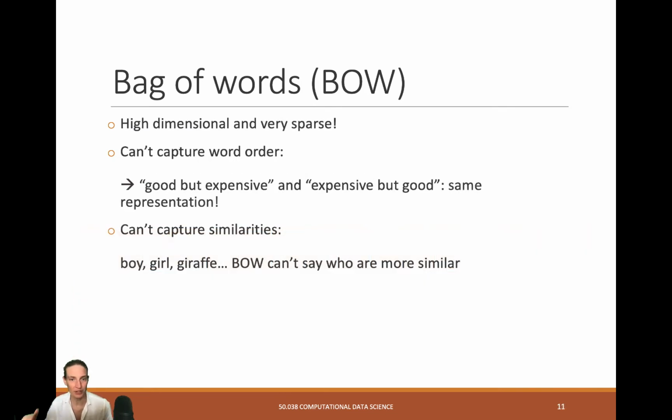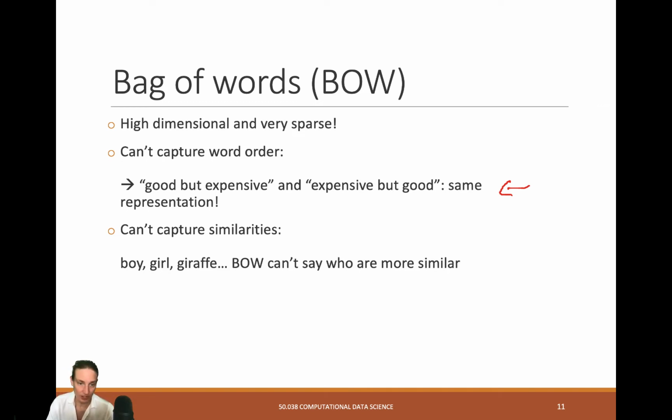So, high dimensional, very sparse. It doesn't capture word order yet. Something is good but expensive, or something is expensive but good. Same representation in bag of words, but different meaning. So these are the things that we're going to try to take into account with more advanced models like attention networks, BERT, etc.